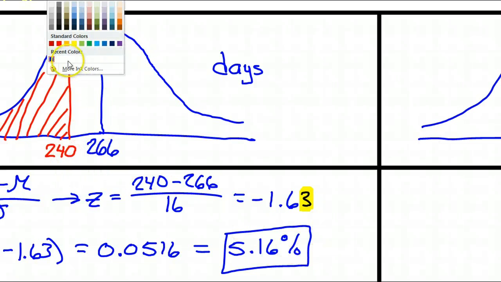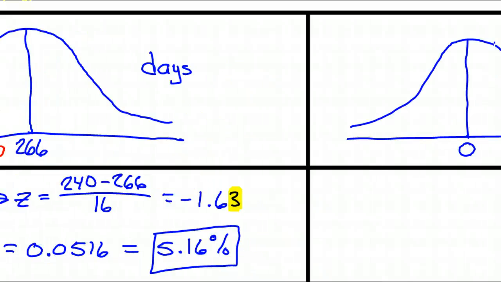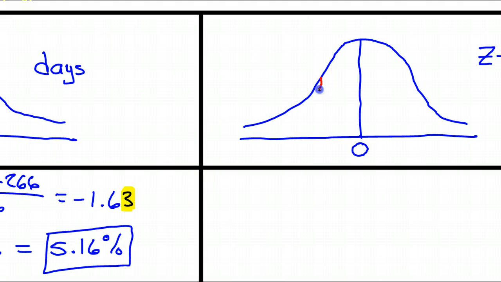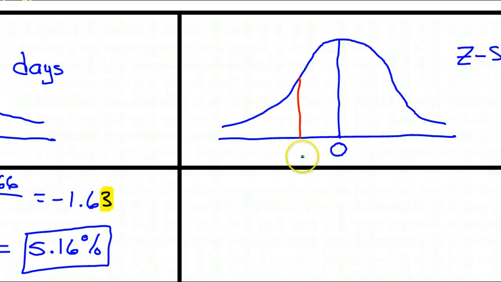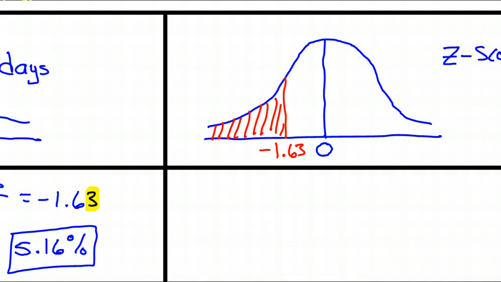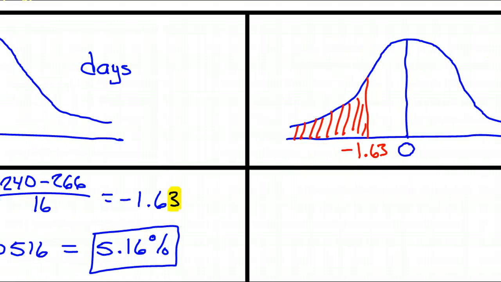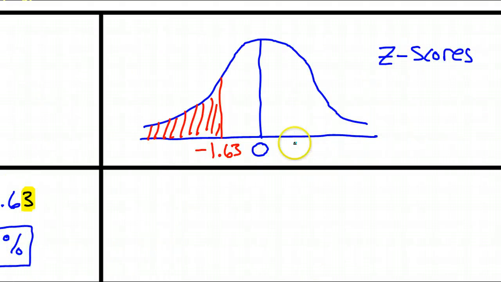This 240, we're going to mark that same spot on our picture, but instead of putting 240, we're going to put the z-score, which was negative 1.63. And we're still interested in the part that is below this value, so you're still shading the left side. So this is the picture that we had to have.